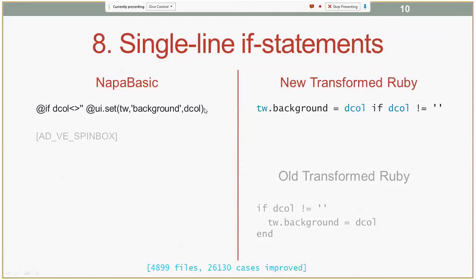Here you can also see how this UI set statement of the background color maps to the setting of the background color in a simpler attribute setter in Ruby. But this is not a recent improvement. This has been there already a long time, so I will not talk more about those kinds of things.